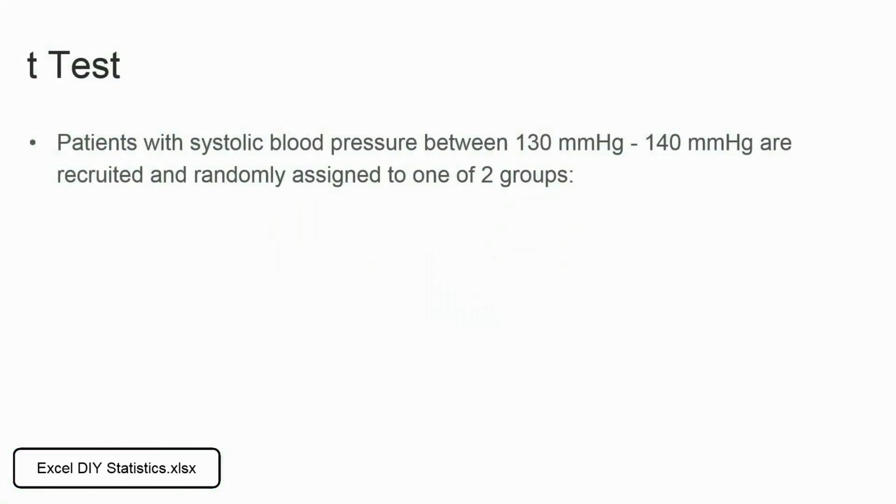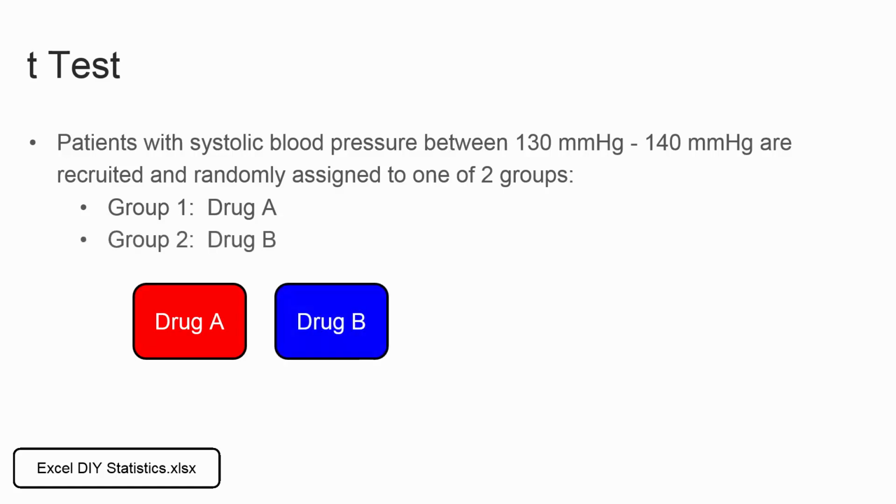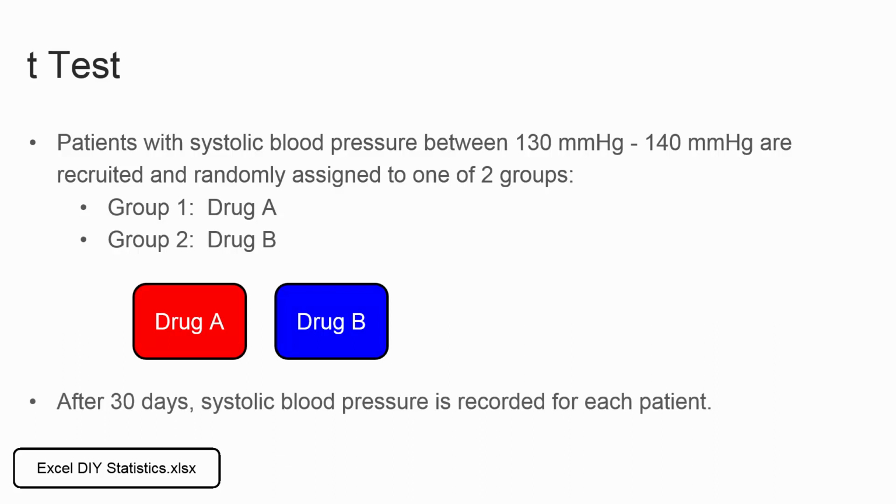For this example, suppose we recruited patients with systolic blood pressure between 130 and 140, and we randomly assigned them to two groups. Group 1 will be given antihypertensive drug A, and Group 2 will be given antihypertensive drug B. After 30 days, the researcher will record the systolic blood pressure of each patient in both groups.